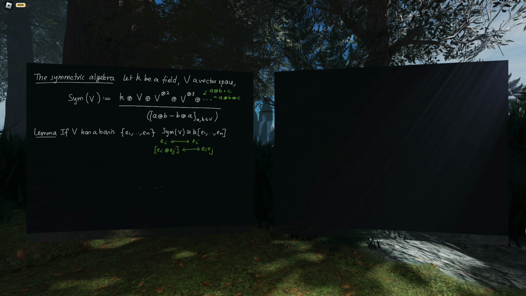So I've already invoked the universal property of the polynomial ring, which is another way of saying the universal property of the symmetric algebra. So let me state it. Let me think for a moment if I actually need it. Yeah, I might as well. Okay, so lemma.